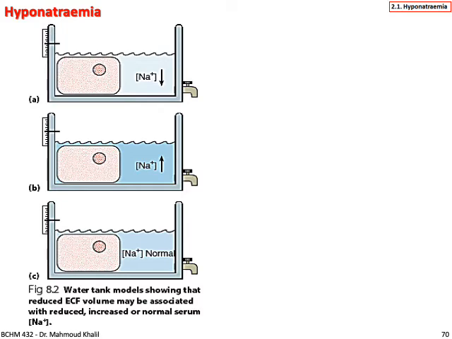If you look at this water tank, it shows the reduced ECF volume and how it affects the concentration of the sodium. In figure A, you can see the concentration of sodium is reduced because it's a highly diluted ECF, while in B it's a highly concentrated ECF. That's why the concentration of sodium is increased, while C shows the normal, and you can see the color of the ECF is a shade between the A and B figures.